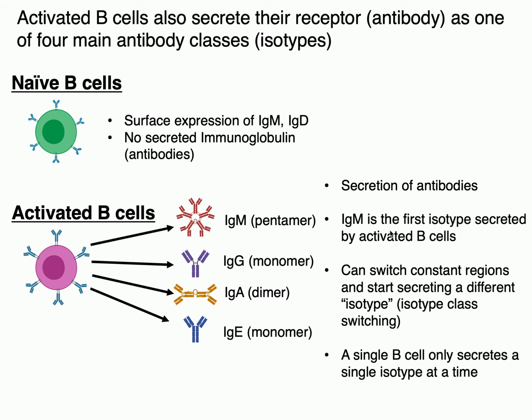IgM is the first isotype secreted by activated B cells. But B cells, once they become activated, can switch their constant regions and start secreting a different isotype. This is a process called isotype class switching, which we will discuss later. A single B cell only secretes a single isotype at a time.